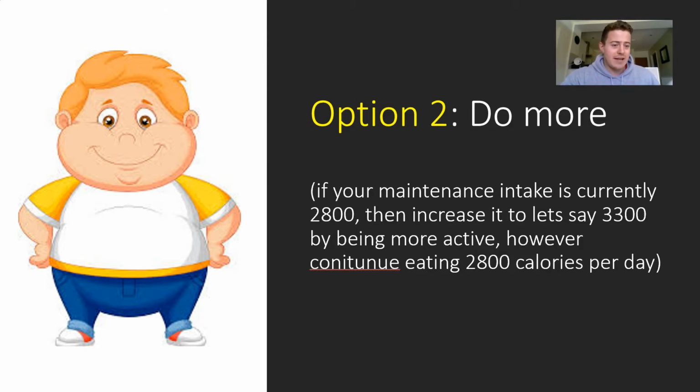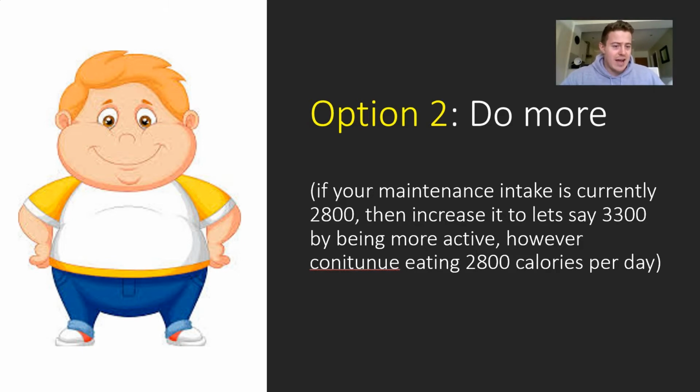Once we find out our maintenance calories, I'll go into that in a minute, but option 2 is the king. Just to go into how it works, because a lot of people don't really understand how you put yourself in a greater calorie deficit by doing more rather than eating less. Let's say Ted's maintenance calories are 2,800. Instead of eating 500 calories less, he just needs to do more activity, which equates to 500 calories of expenditure.